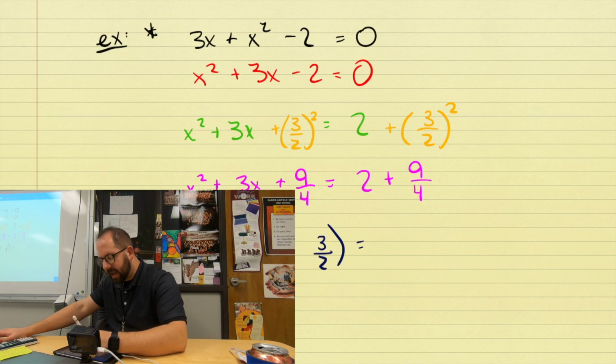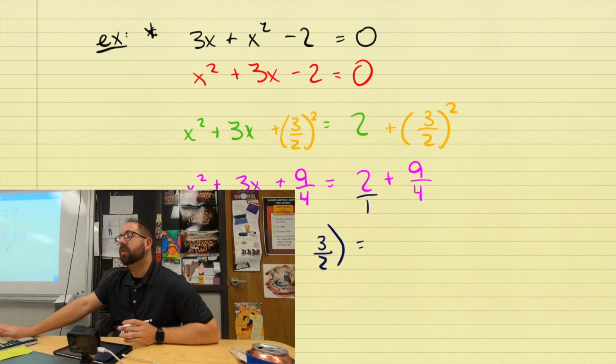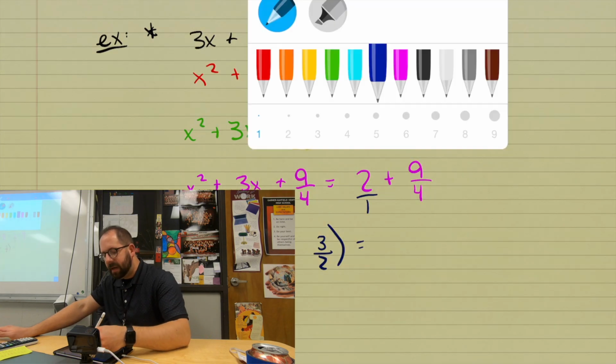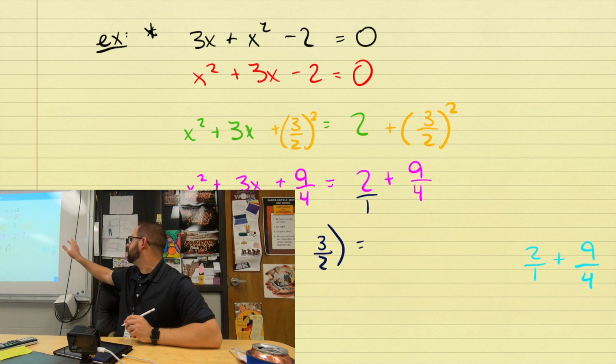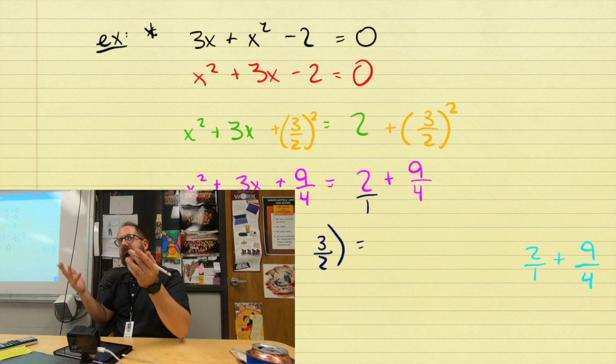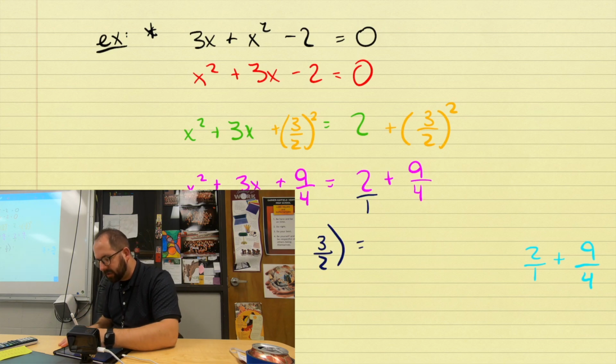On the other side, I have to make sure that I add these fractions together if you're going to do it this way. Otherwise, if you do decimals, you don't have to worry about this. But off to the side, I'd be adding 2 over 1, this is what I'd be doing in my head, plus 9 over 4. I'd be adding those off to the side in my head. I have to get common denominators when I add fractions, so I have to put a 4 on the bottom.